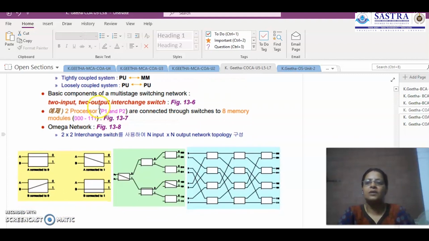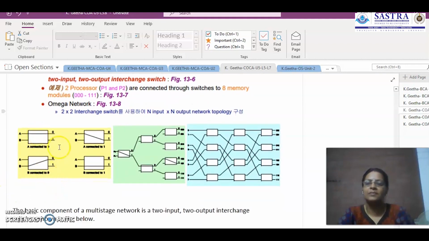And coming to the basic components of the multi-stage network, we have a two input and two output interchange switch. I think we can just see it from this diagram. Here we have the two inputs A and B, and the outputs are 0 and 1. So A can be connected to 0 directly like this, and A can be connected to 1 by means of this cross switch. Similarly B can also be connected to both 0 and 1. So with two inputs and two outputs, we'll have four combinations as mentioned here, and the same thing can be expanded to any levels. Accordingly, we will be providing the interconnection.